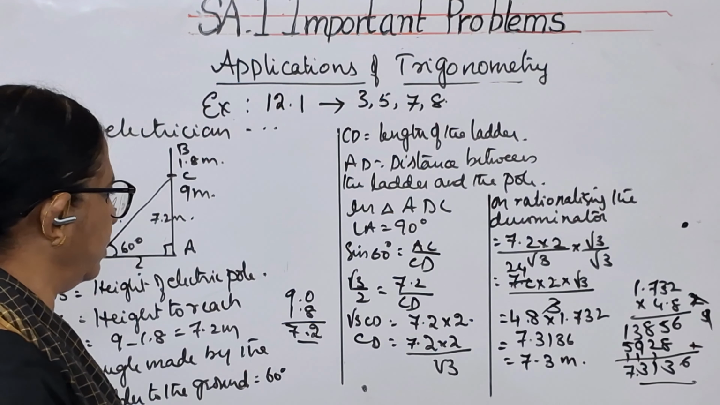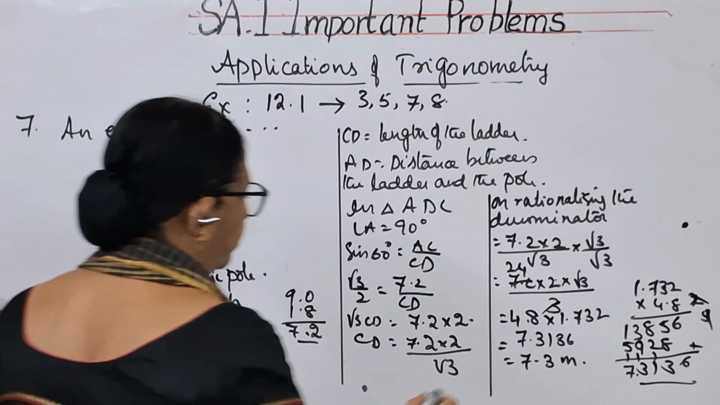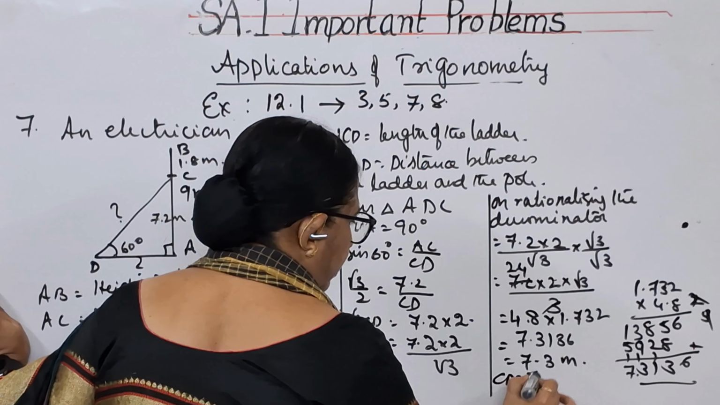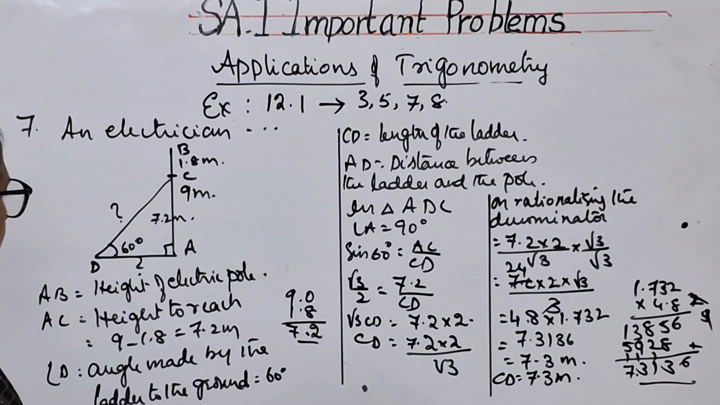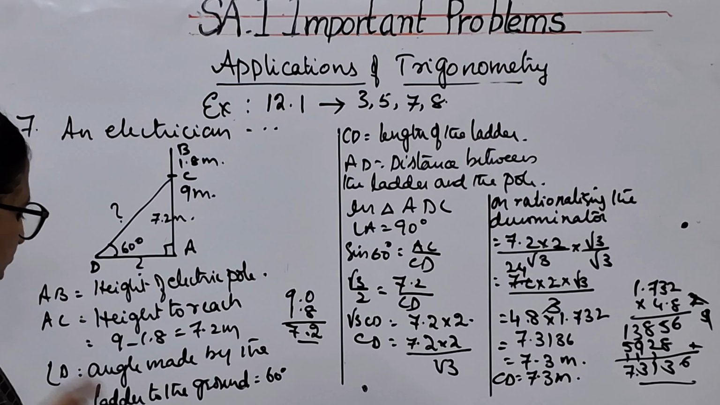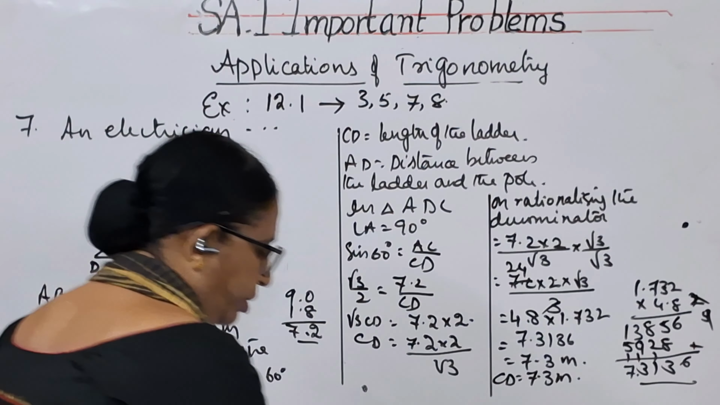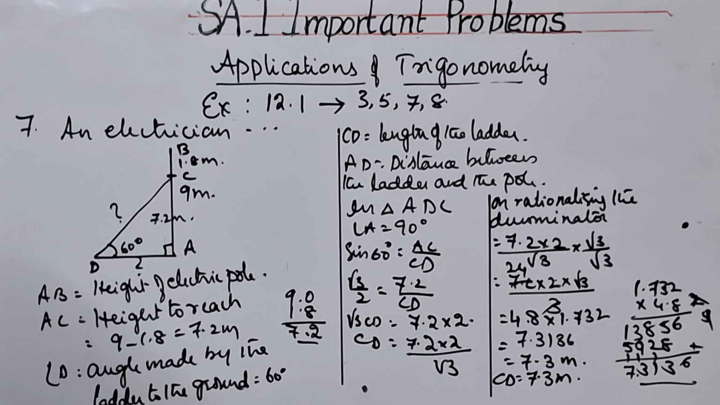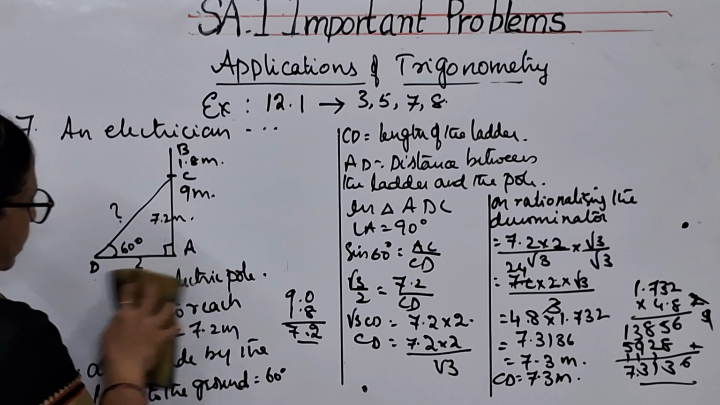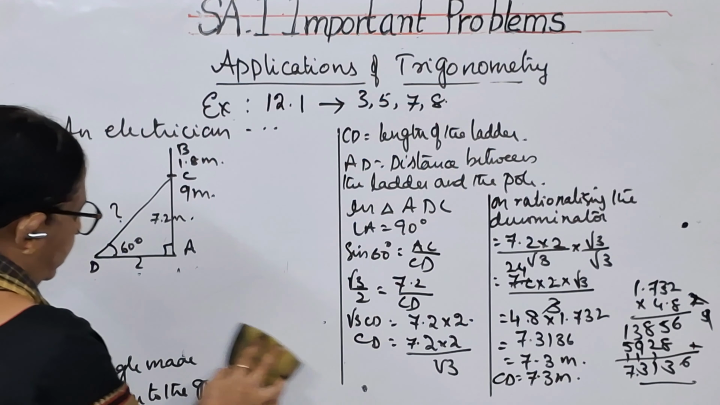Length of the ladder. CD is equal to 7.3 meters. Now I need space to do AD, children. So first you copy this, then I will be doing AD here. So I do AD.